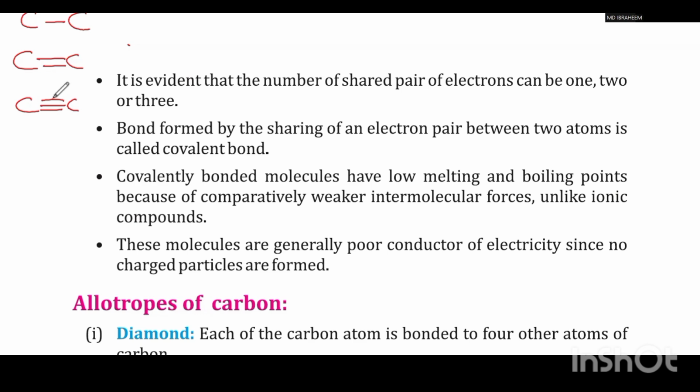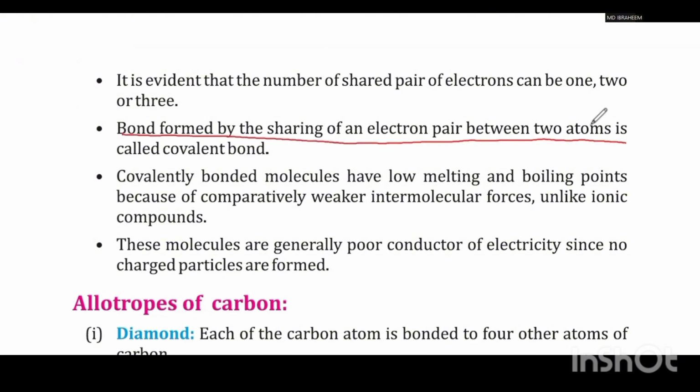Okay, let's start. Another point: the bond formed by the sharing of electrons between two atoms is called a covalent bond. This definition is important and I know that it is clear to you. It's the definition of the covalent bond. Covalently bonded molecules have a low melting point. This is a property of the covalent bond.